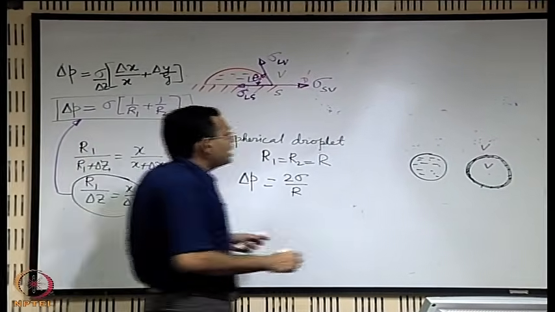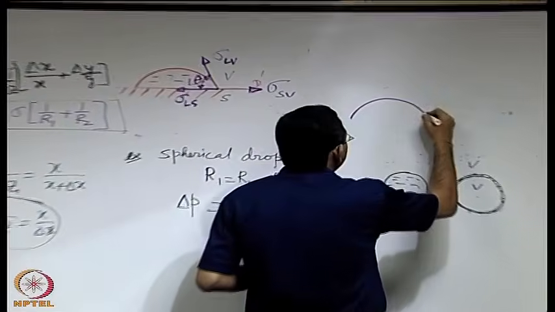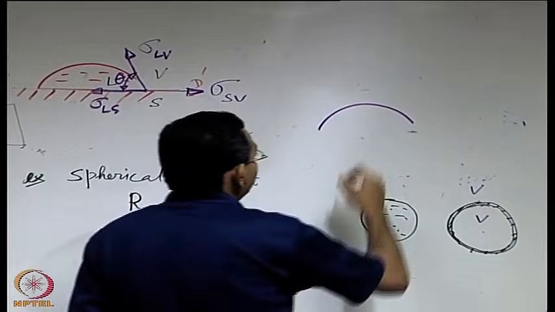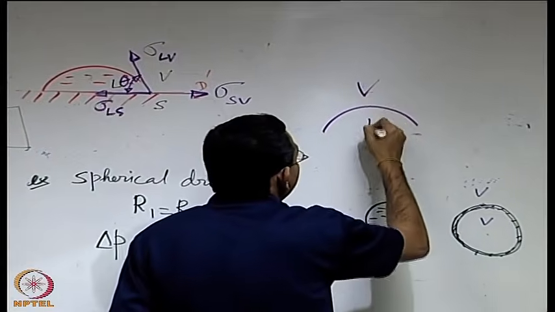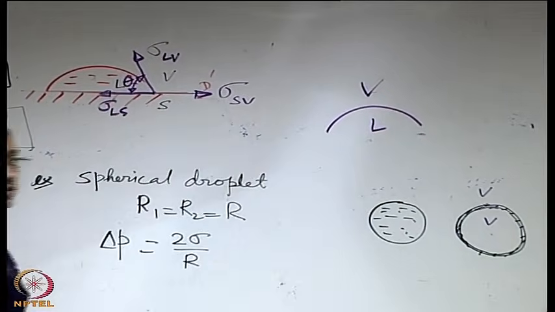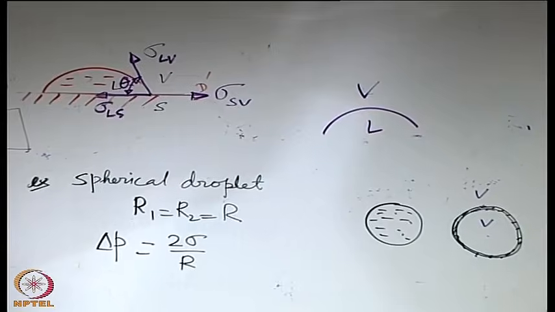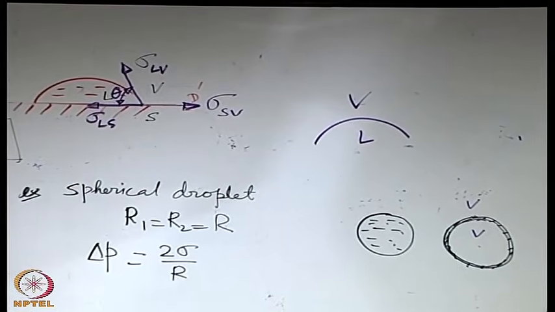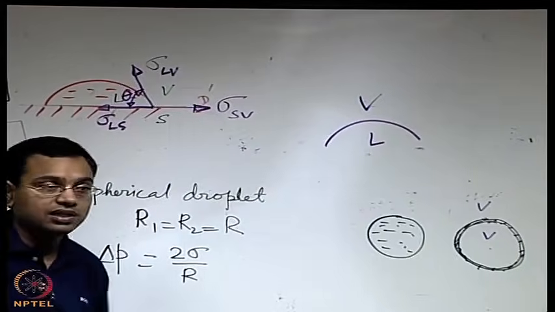Qualitatively, if we try to understand, say we have such an interface, let us say that you have vapor on one side and liquid on the other side. Now, can you physically tell on which side the pressure should be more if the interface looks like this, vapor or liquid?